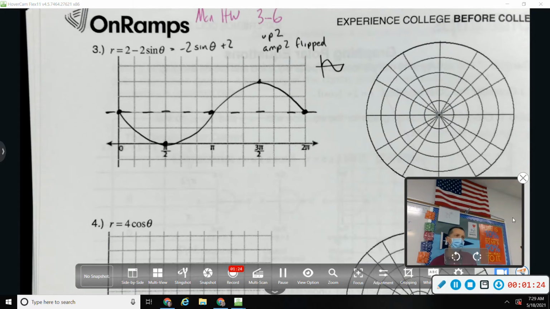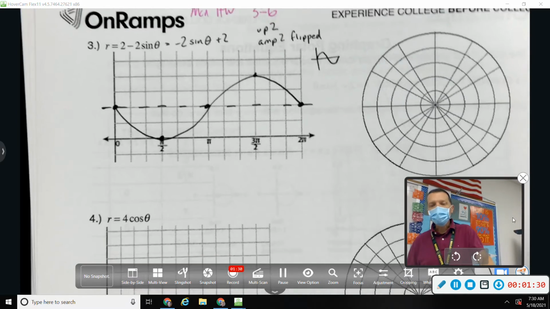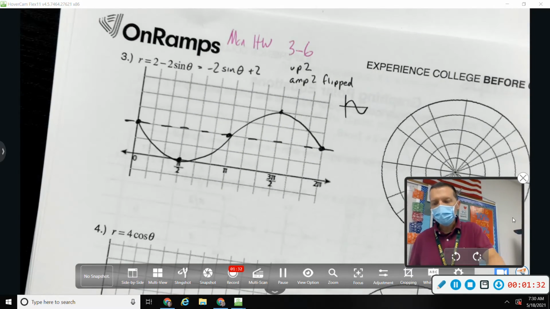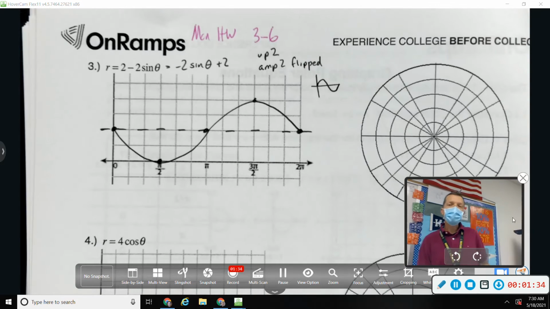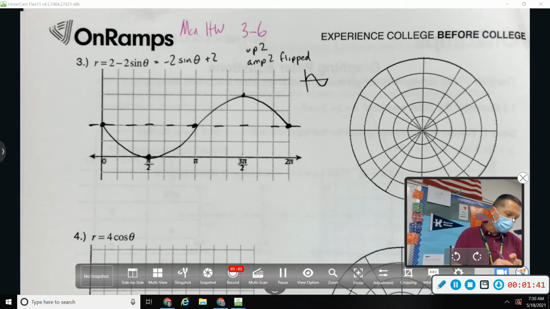We've done those graphs before. That was the roller coaster project a while back. So if you don't remember how to do those at all, then I don't know how you did the roller coaster project, but you need to go back and figure that out. So let's go point by point and put those on the polar graph.